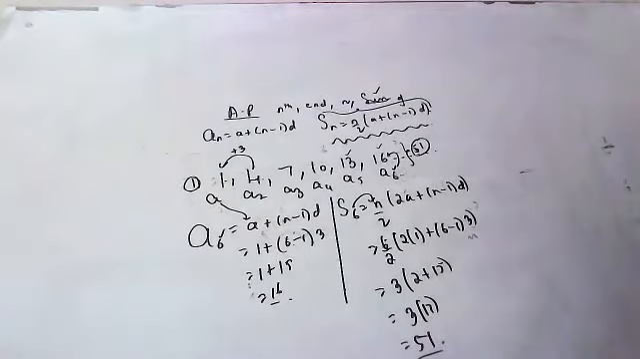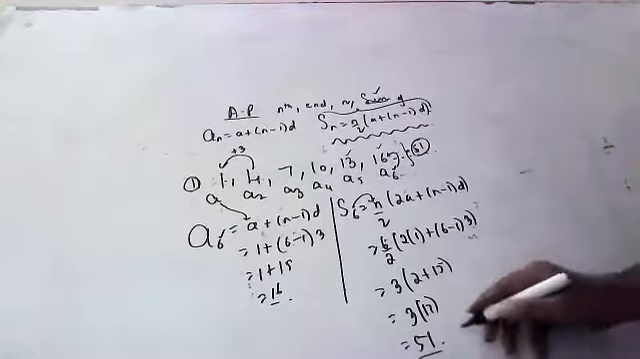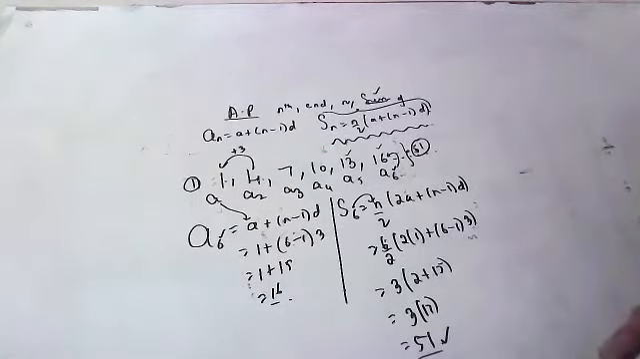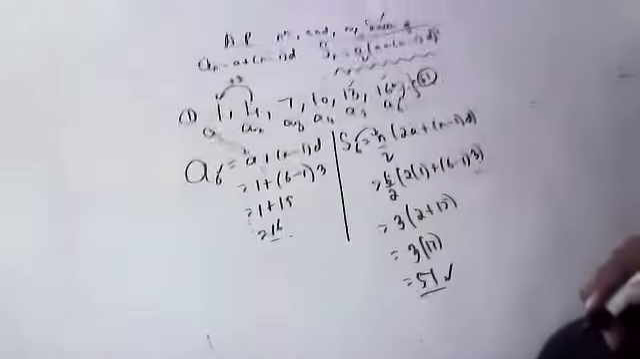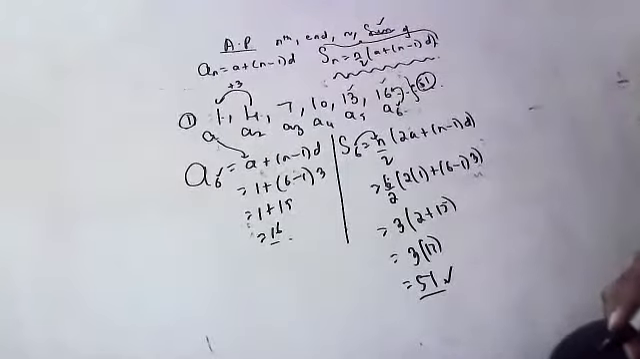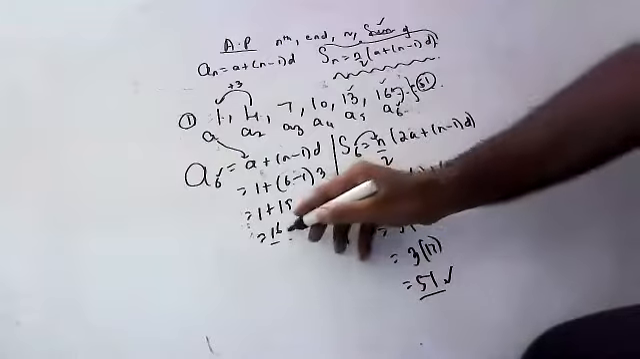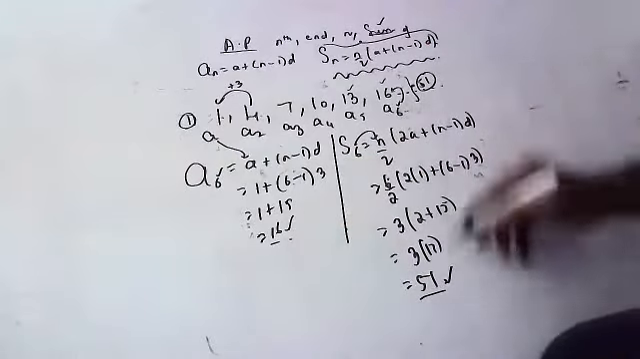Children, did you understand? How I got it? Yes sir. So, children, if you want to find the sum of n terms, then this is the formula. If you want to find just the sixth term, it is 16. The sum of 6 terms is 51.